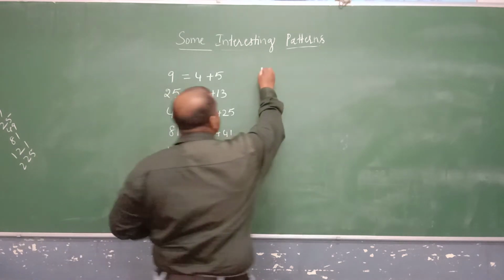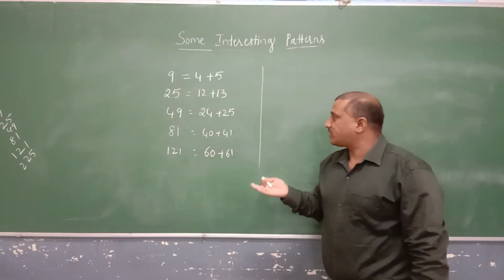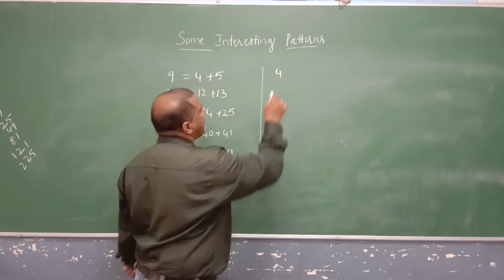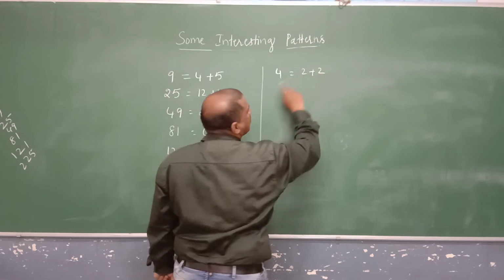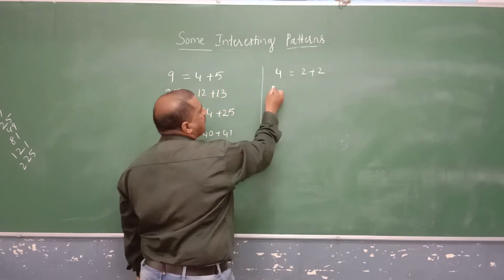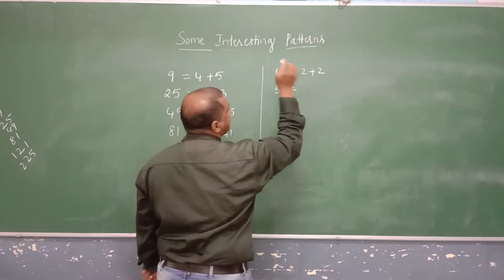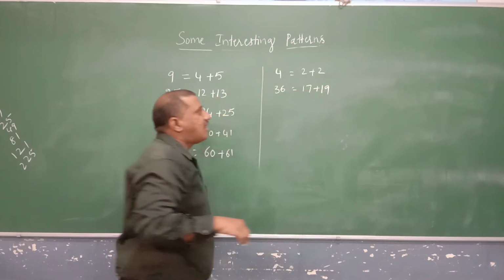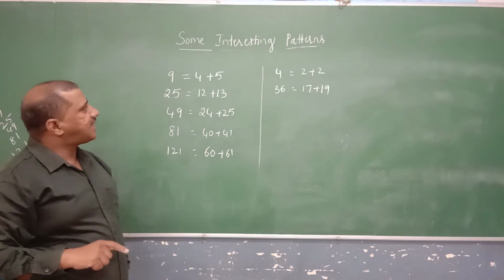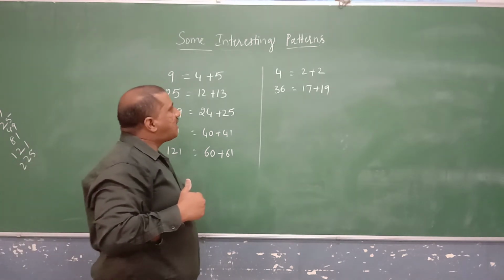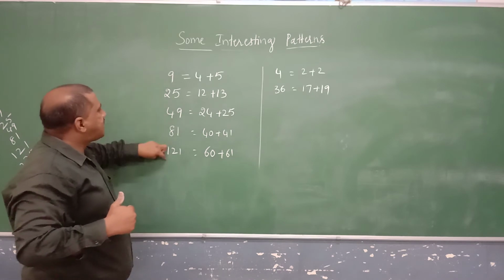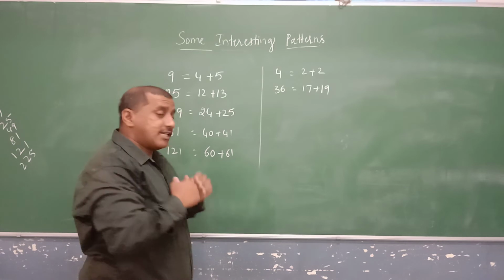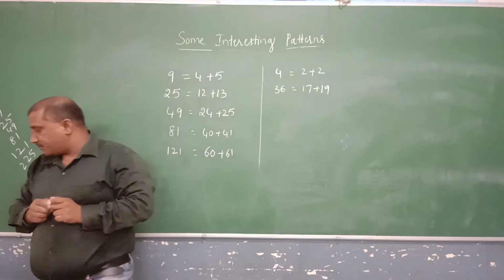What about even perfect square numbers? If you take 4, an even perfect square number, 4 can be written as 2 plus 2, not consecutive numbers. Even if you go for 36, 36 can be written as 17 plus 19, but they are not consecutive numbers. So from this we can conclude that odd perfect square numbers, except 1, can be written as the sum of two consecutive numbers.